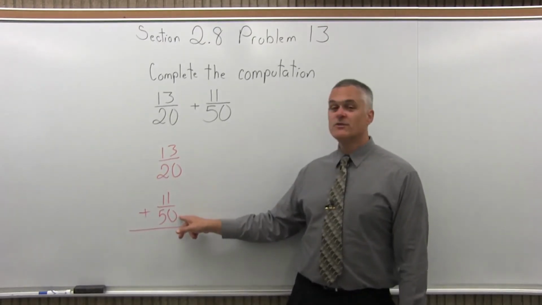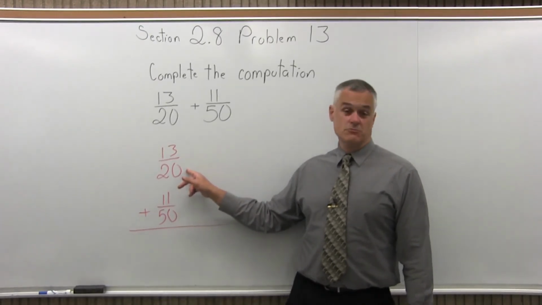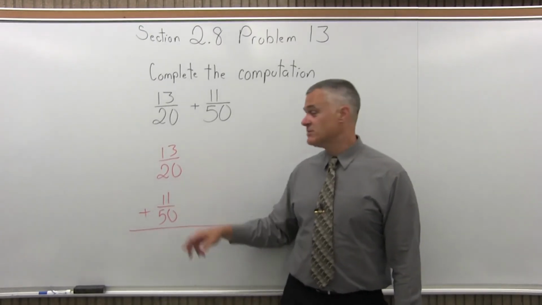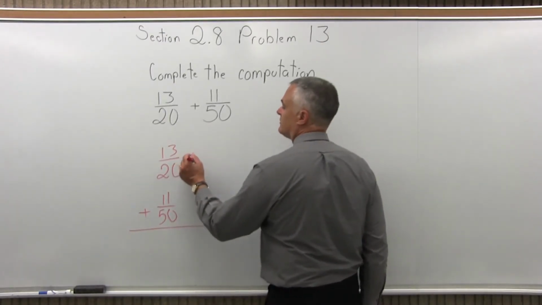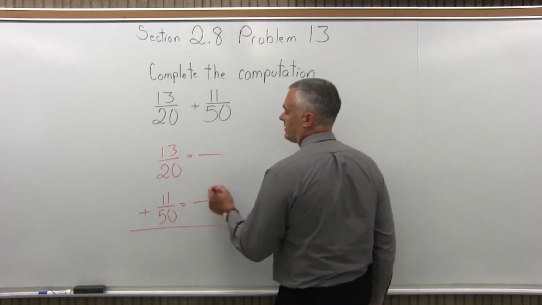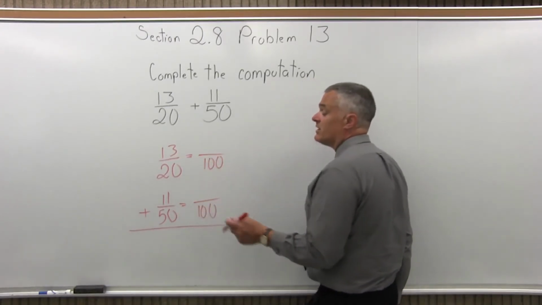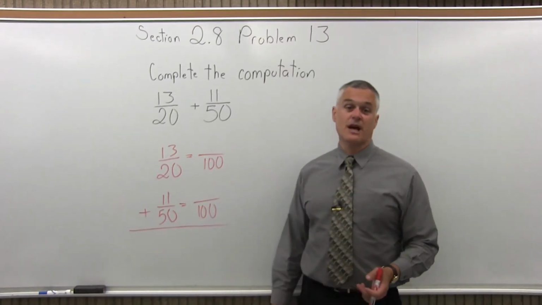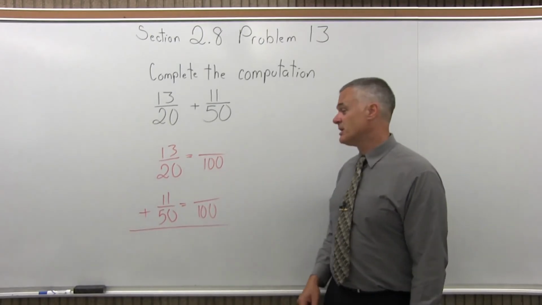But if I double the 50, I get 100. Will 20 divide into 100 evenly? Sure, it goes in evenly. It goes in 5 times. So 100 makes for a very good common denominator. So next to each fraction, I'll write an equivalent fraction, and that equivalent fraction will have a denominator of 100. Now again, there are other denominators that'll work, like say 1,000 as a common denominator, but you want to keep it as low as you can, the smallest common denominator.